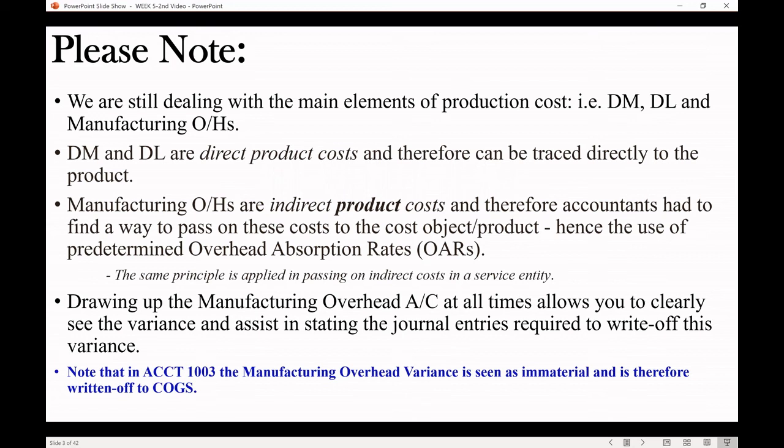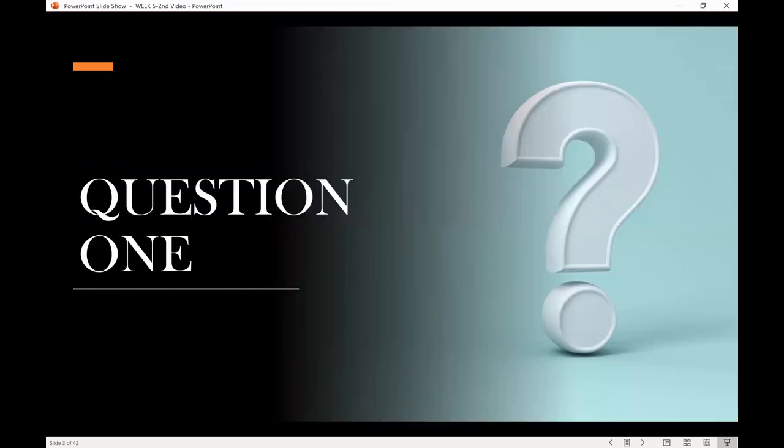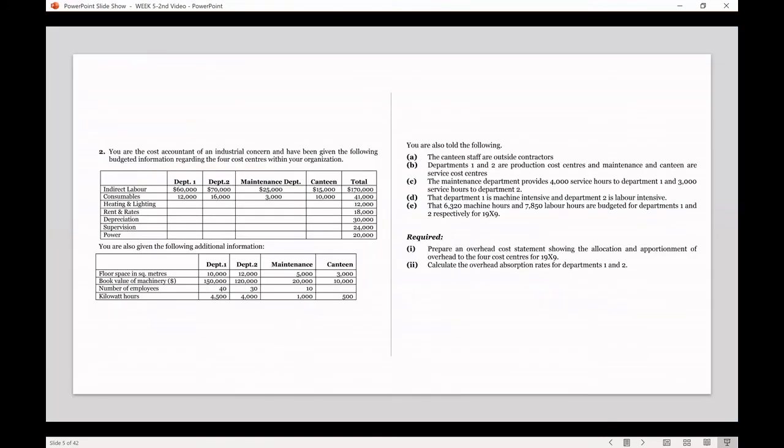So let's look at how this would look for an ordinary business in which you would have production departments and you would have service departments, right? So let's read our question for today. You're a cost accountant of an industrial concern. You've been given the following budgeted information regarding 4 cost centers in your organization.